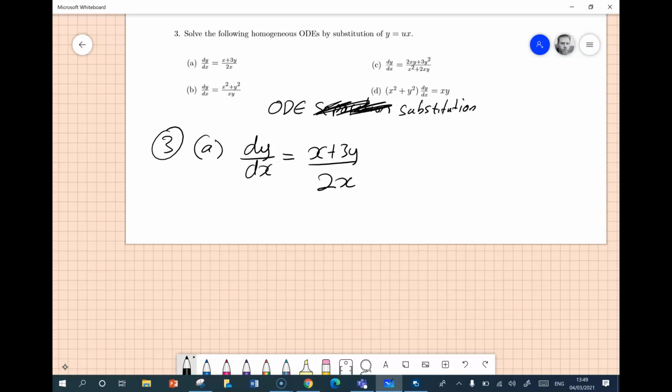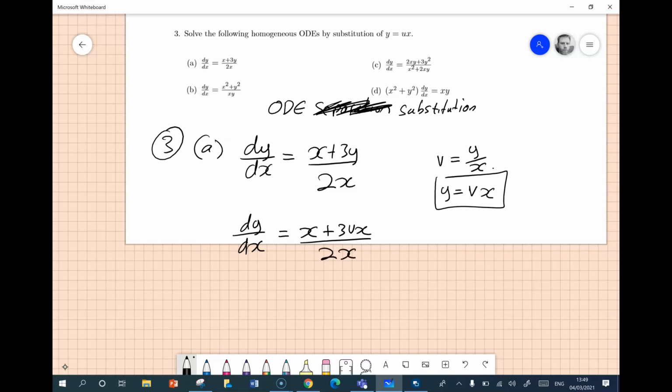But what I'm going to say here is we're always going to let v equals y over x. Look, that's always going to be our aim. So before we do anything else, let's find out what y is equal to. y is equal to vx. So the first thing I want to do is everywhere I see y, I'm going to replace it with vx. So dy/dx is equal to (x + 3vx) all over 2x. Okay, I'm absolutely fine with that.